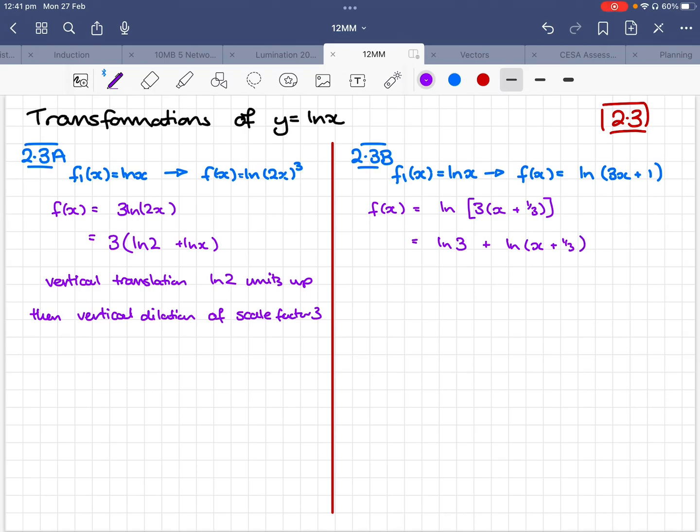So that means we've got a horizontal translation. Because it's x plus 1/3, we're shifting towards the left, so 1/3 of a unit left. Then a vertical translation, ln 3 units up.